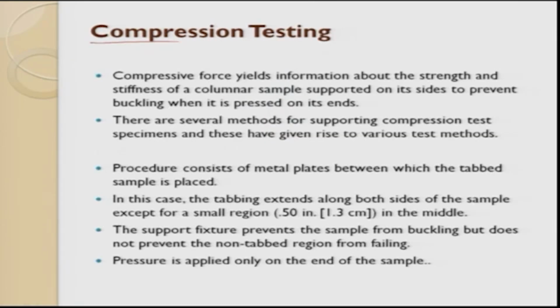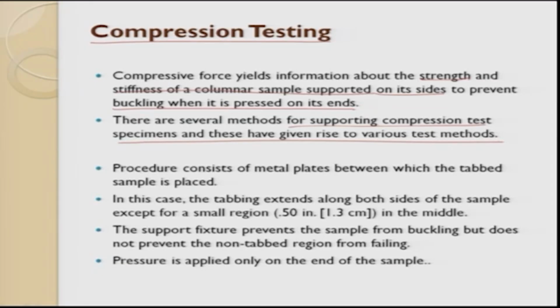Next is the compressive test. Generally we try to avoid doing compressive tests for composites, but there are requirements. Compressive forces yield information about the strength and stiffness of a column, supported on the sides to prevent buckling when it is pressed on both sides. So we always try to take disc-like components, and if necessary also long aspect ratio components. There are several methods for supporting the compressive test specimen, and these give rise to various other tests.